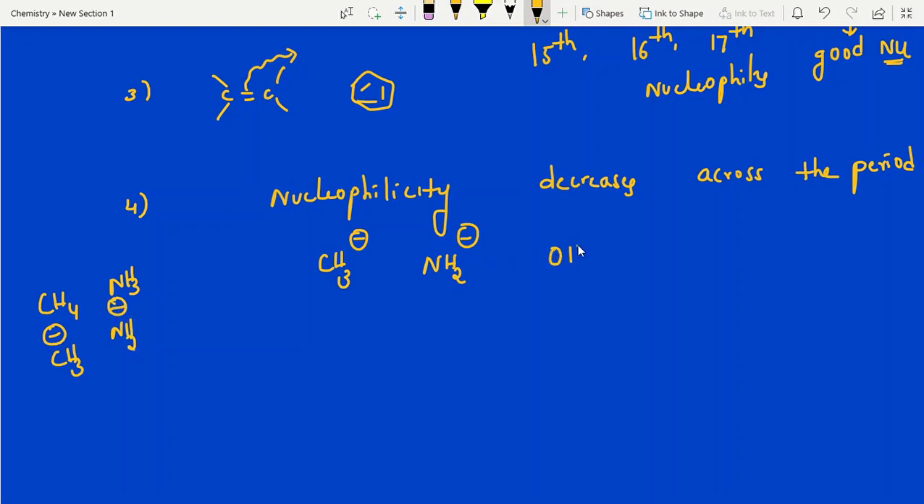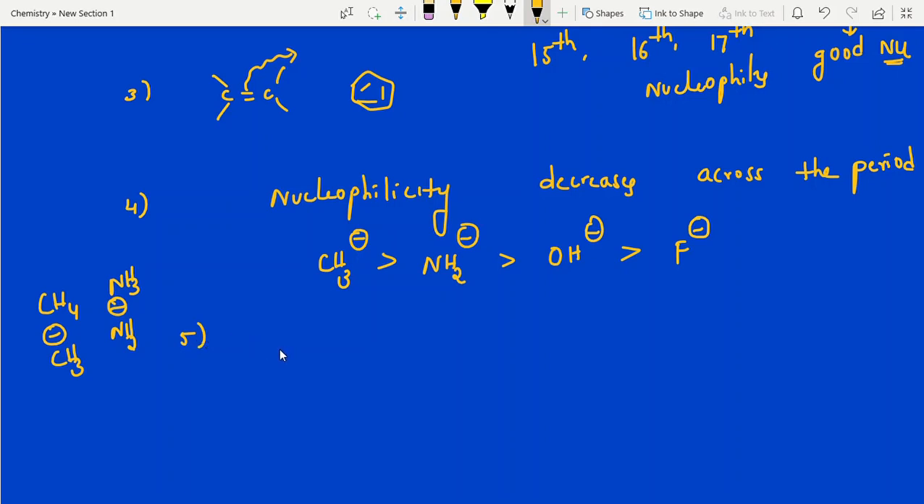Like hydroxide ion. Next F minus. They will give four nucleophiles. All are nucleophiles only, but in which case is nucleophilicity more, which acts as a strong nucleophile? Definitely CH3 minus, then NH2 minus, OH minus, F minus. Why? Because across the period nucleophilicity decreases. Now next point. Can you expect nucleophilicity down the group?